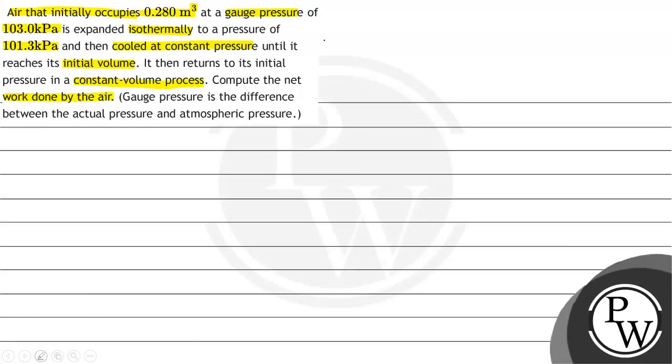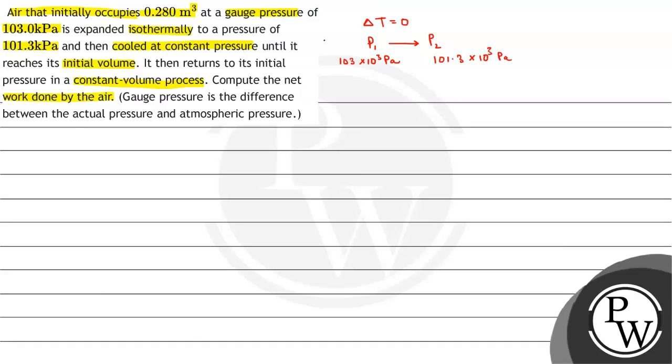So we are given three processes. Let us write them one by one here. The first process is isothermal, so delta T will be equal to 0, in which pressure from P1 is converted to P2, hence volume will also be changing. So here pressure is 103 into 10 to the power 3 Pascal, and here the pressure is 101.3 into 10 to the power 3 Pascal.